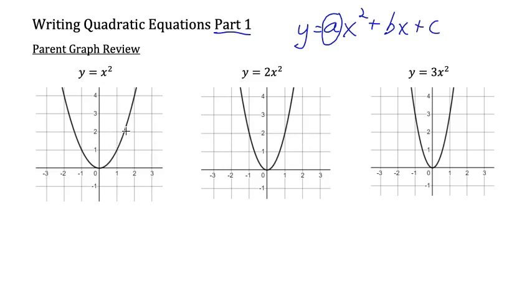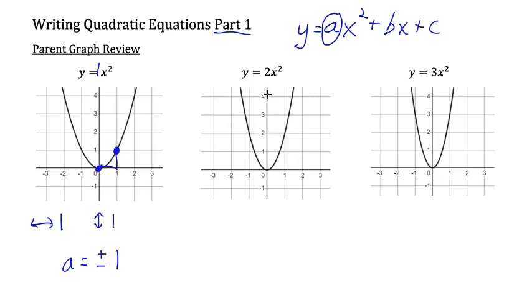So here's the parent graph of y equals x squared. Now we understand there's a 1 in front of that x squared, so a equals 1. Now notice from the vertex, when we make the first move, we go over 1 and up 1 to get to the next good point. So any parabola that has the same characteristic of going over 1 and up 1 or down 1 from the vertex will have an a value of 1 or negative 1. So let's just put plus or minus 1 here.